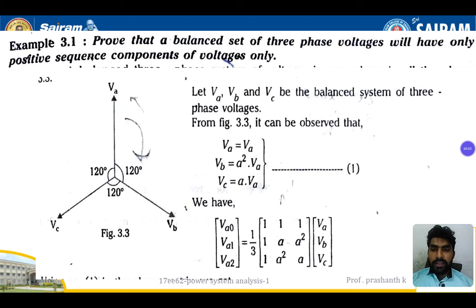Hello everyone, let's start with another topic of module 3, symmetrical components. One derivation will be there. Prove that the balanced set of three-phase voltages will have only positive sequence components of voltage.